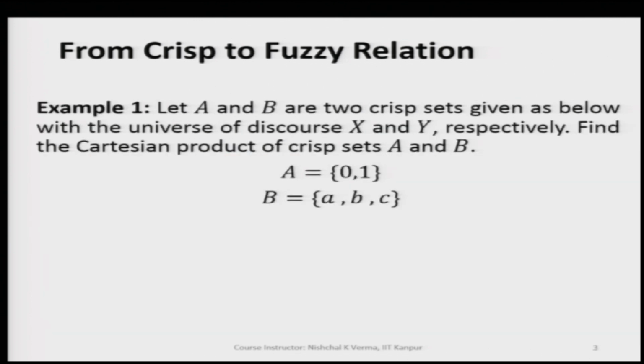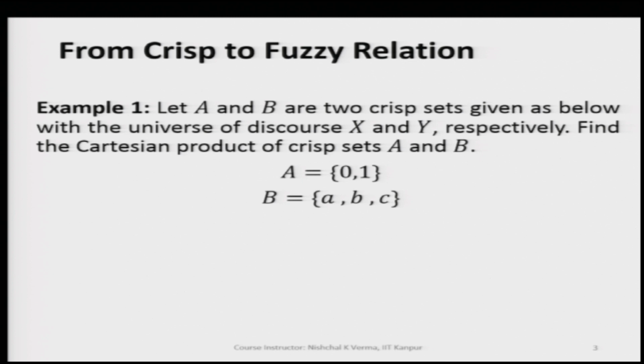This can be understood better by an example. Of course, this is a very basic understanding. You must have done this in your earlier classes of mathematics, but it becomes a little important to understand before we move to the crisp relation and then the fuzzy relation.